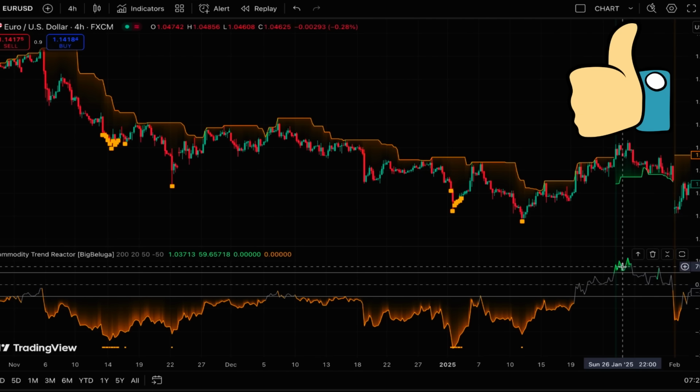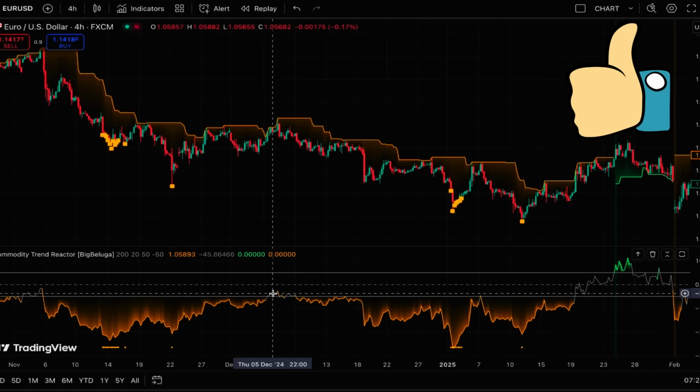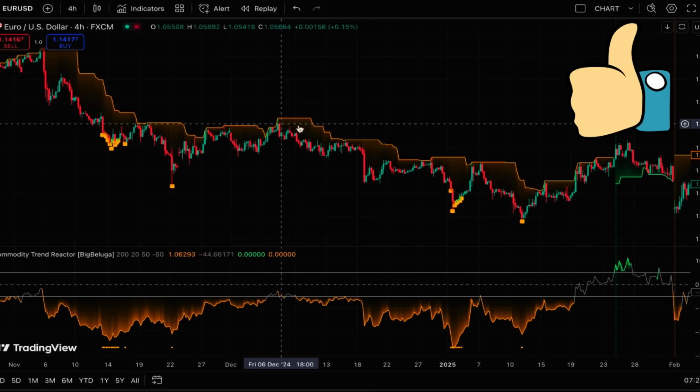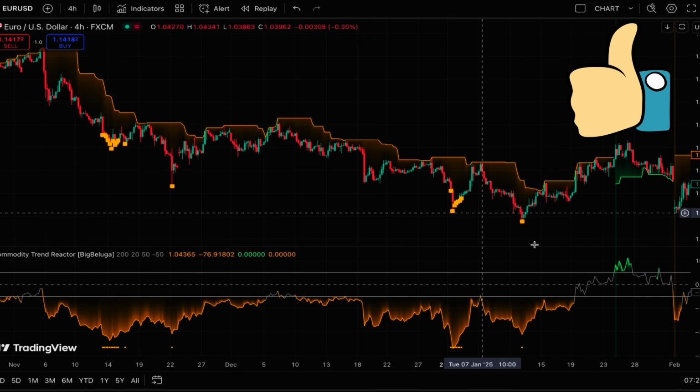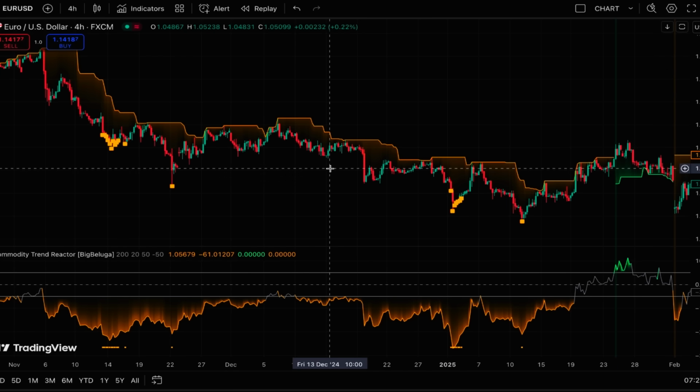As I said, this is a good feature of this indicator because it will not give misleading signals in the pullbacks, and as you can see it remains in orange color unless the CCI line goes above 50. Alright, so as I said, we use this indicator for trend identification.